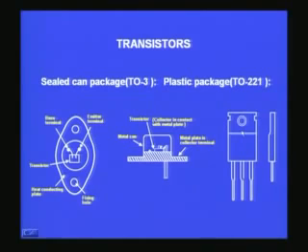This plastic package, which is called the transistor outline 220 package, is also similar to the 3-terminal regulator that we saw in the previous lecture. You have here 3 terminals, and this is also meant for larger power than the normal small can or plastic package, or TO5 or TO18. So here again you have 3 terminals, they correspond to the emitter, base and collector, and they can be used for high power applications.